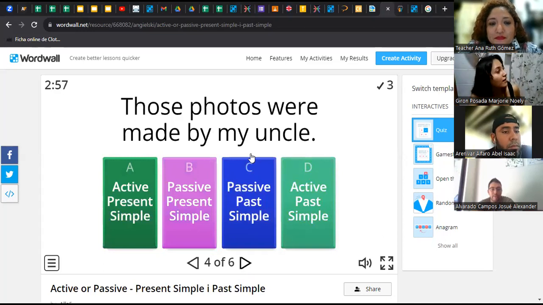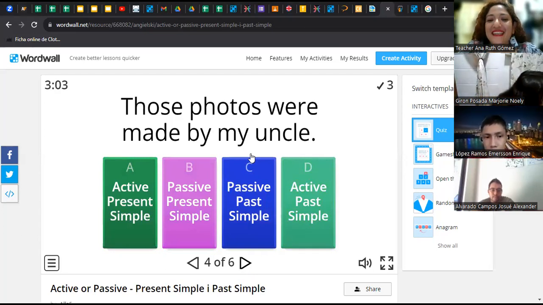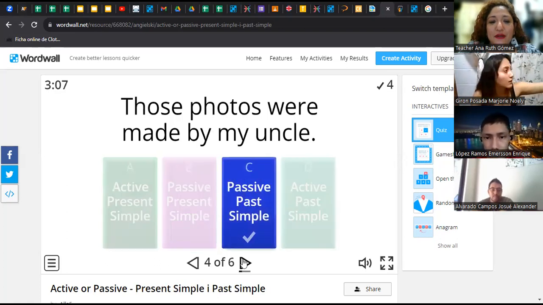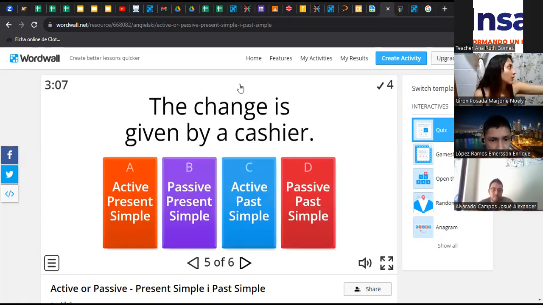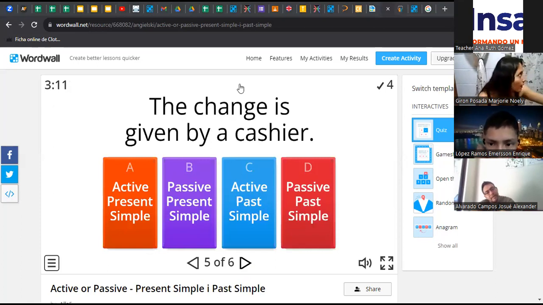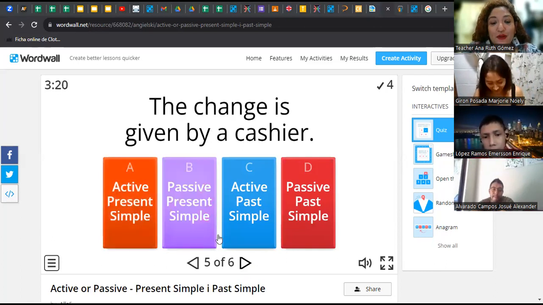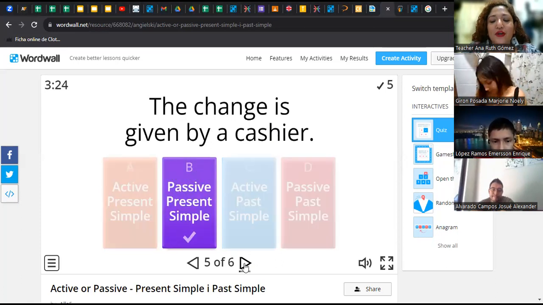Those photos were made by my uncle. Passive, past simple. Excellent. Passive, past simple, right? Very good. What about the next one? The change is given by a cashier. Passive present simple. Yeah, the change is given by a cashier. All right, very good. And what about the last one?